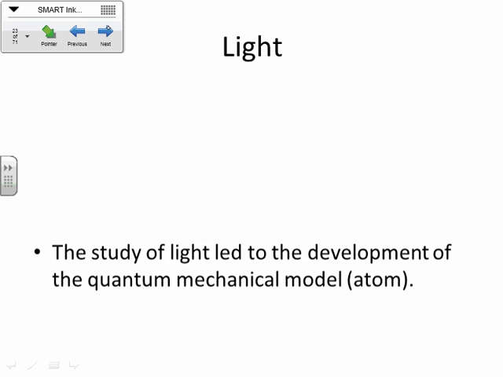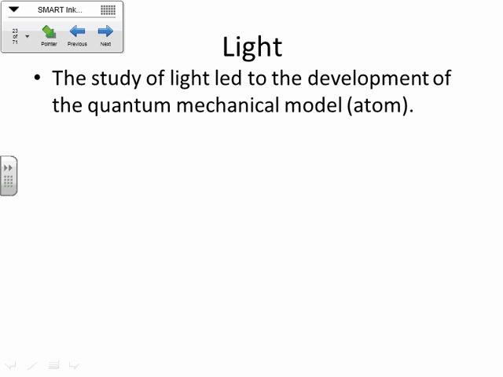Okay, so let's talk a little bit more about light, because if light is in these packets, and this light is going to help us to understand electrons ultimately, then we need to talk a little bit more about the light, okay? The study of light led to the development of the quantum mechanical model, the model I just told you that Heisenberg came up with, where we can't know exactly where the electrons are, so we have to just talk about where they probably are. That's the orbital idea.